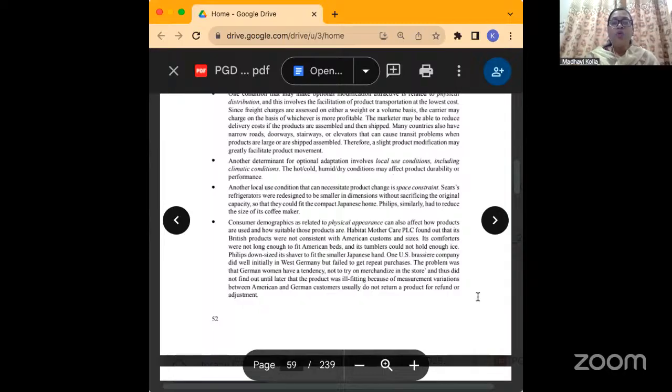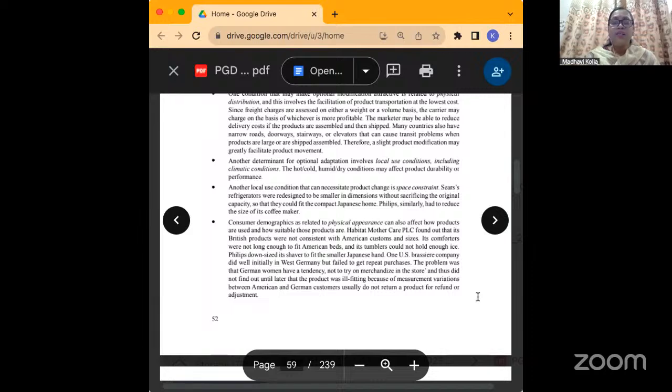Another one is climatic conditions. The hot, cold, humid, dry conditions in different countries will make sure that the same product cannot be introduced in exactly the same manner in different markets because of weather conditions.